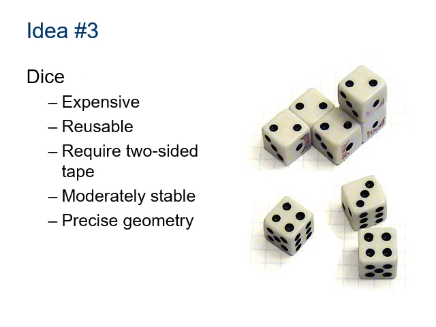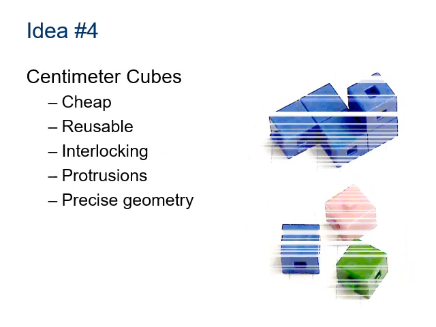What about dice? Well, dice are expensive, though, compared to these other options. They're reusable, though. It's an advantage. Okay, they require two-sided tape. They're moderately stable, and their geometry is fairly precise.